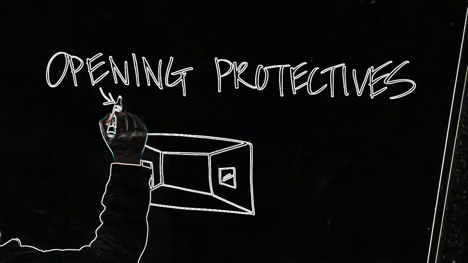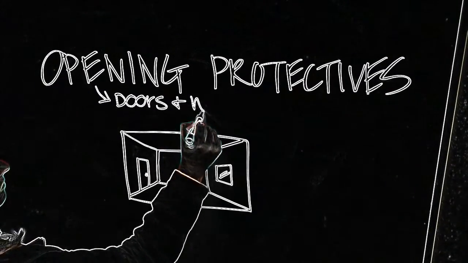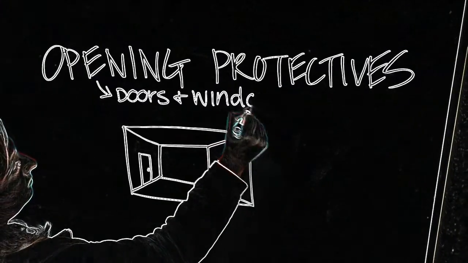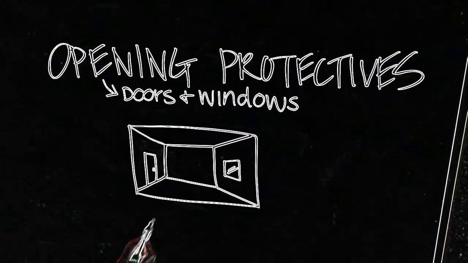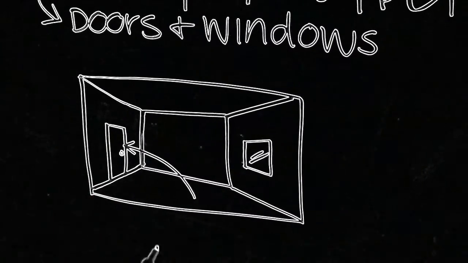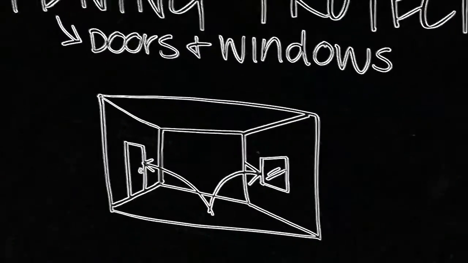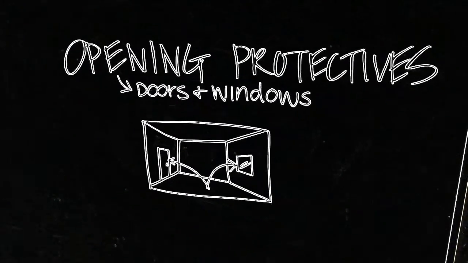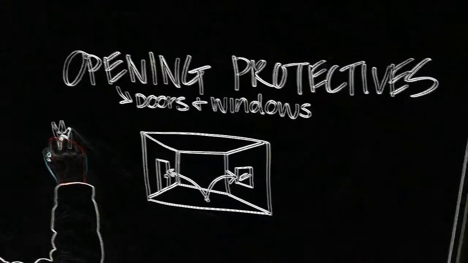An opening protective is a rated assembly that prevents the spread of fire or smoke through an opening in a rated wall. An opening protective is usually a door or a view window. Unlike wall and floor ceiling assemblies that are assigned a fire resistance rating, door assemblies are assigned a fire protective rating. The required rating of the opening protective component is determined by the rating of the wall in which it is located.